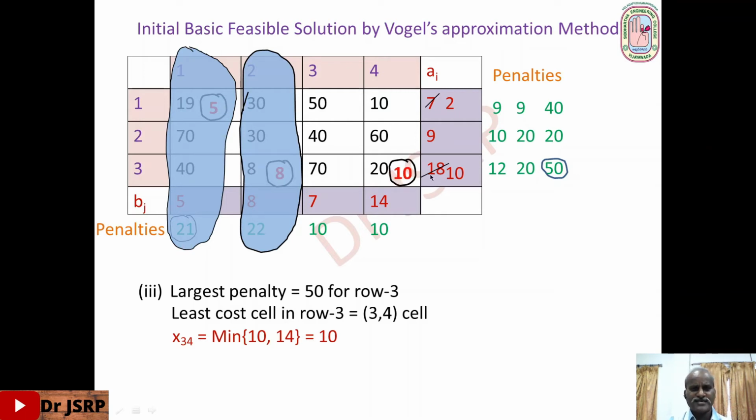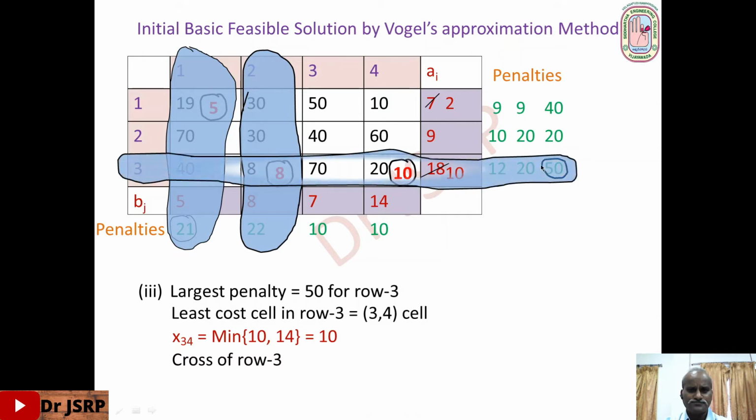Observe which constraint is satisfied. So available 10, required 14. So the total available amount is transported. That means the row constraint is satisfied. So cross off row 3. Observe at the fourth destination. Required amount 14. Out of 14, 10 are obtained. Still requirement 14 minus 10, 4.